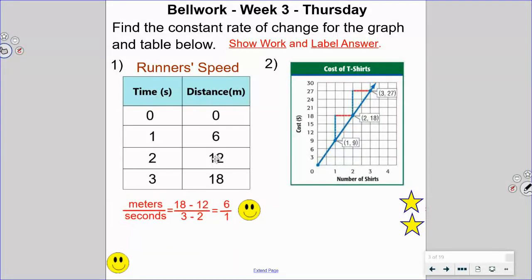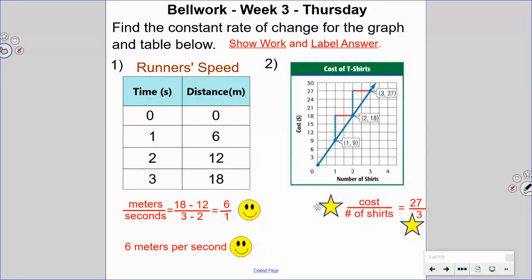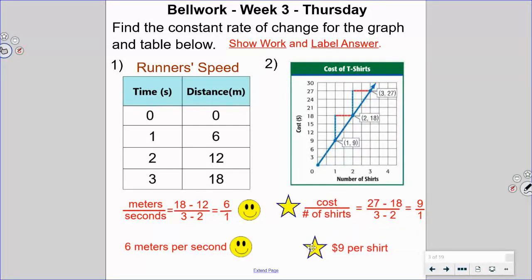And in this case, it goes up 6, it goes up 1, for a final answer of 6 meters per second. Here we go up from 9 to 18, it goes up 9, and to the right 1. Now don't count tick marks. Look carefully at the x coordinates. It goes up $9 for one shirt, $9 for one shirt. So finding that slope ends up being $9 per shirt.